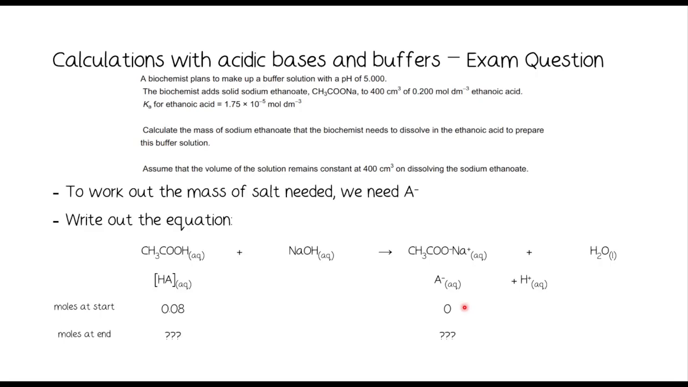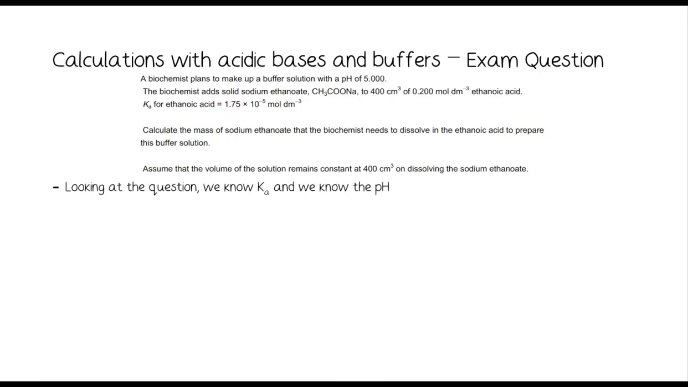And now this is where it gets tricky. They haven't told us how much sodium ethanoate they've added, so we can't really work out the moles here. However, we could work backwards. Looking at this question, we know Ka and we know the pH. So you can work out H+ by doing the inverse, so you do 10 to the minus pH. That gives us an H+ concentration of 1 times 10 to the minus 5.